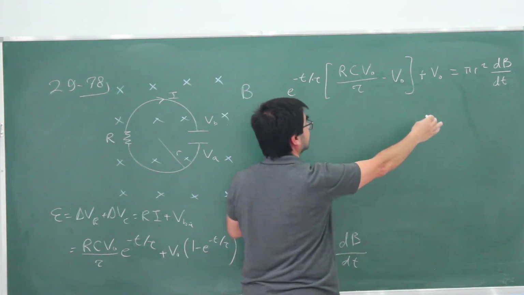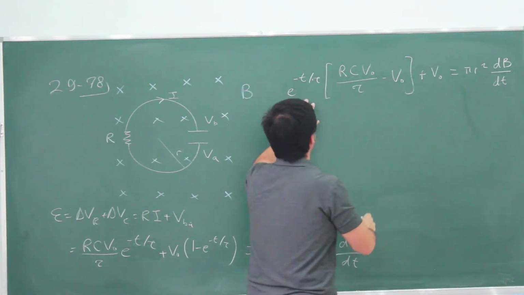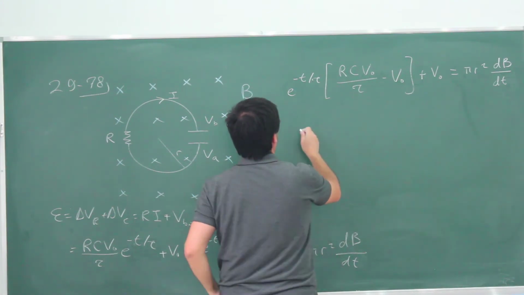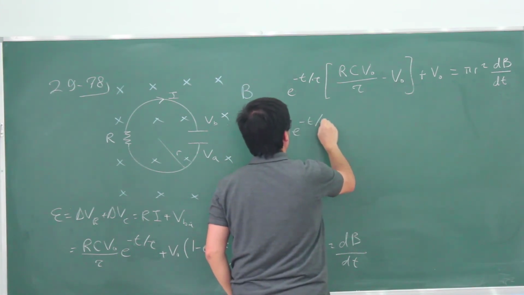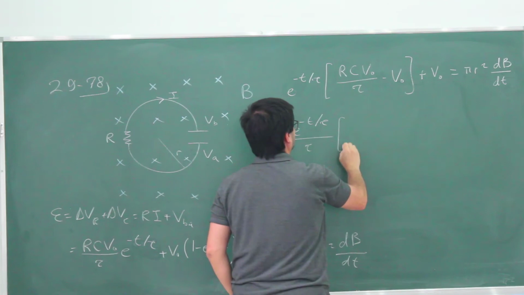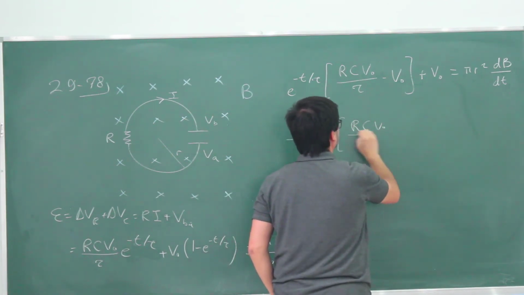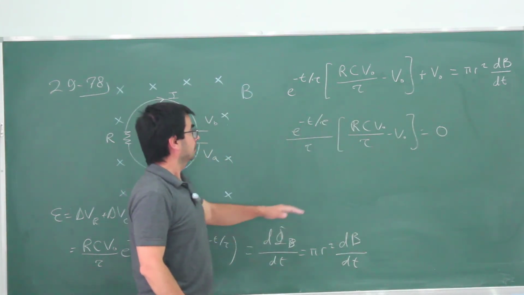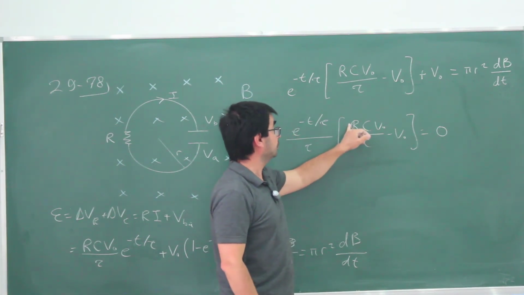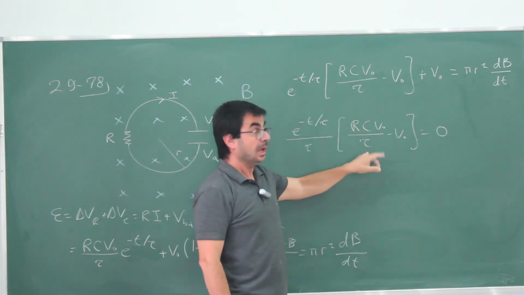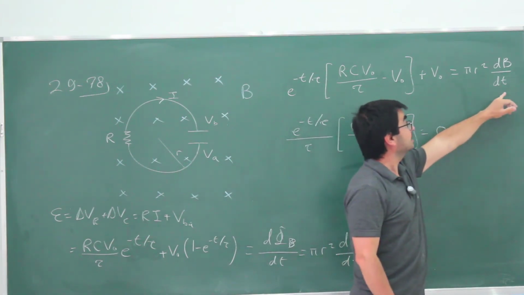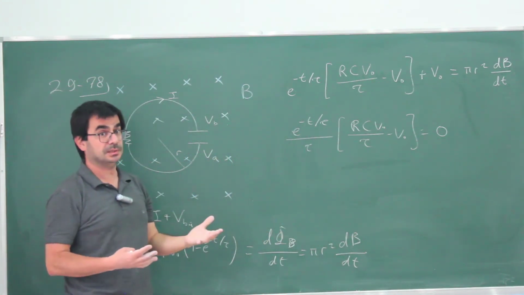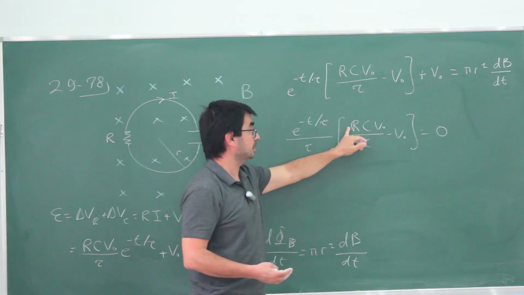So if I take the derivative of this, then the right-hand side is 0, this term is 0. This is going to introduce a term, and yeah, so we're going to get e to the minus t over tau divided by tau, RC V0 over tau minus V0 is equal to 0. If I take the derivative of this, then of course, if this is 0, this must be equal to 0, from which it follows that RC must be equal to tau. However, when I take the derivative, if the right-hand side does not vanish, if dB by dt is not constant, if this magnetic field is not changing at a constant rate, then it doesn't follow that tau is equal to RC.